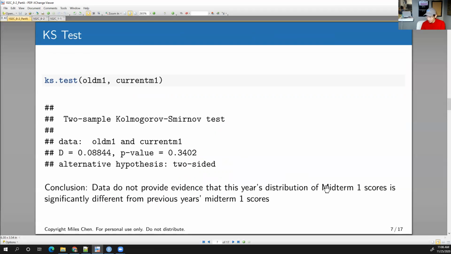I also ran a KS test to compare the 2 samples, to see if we have evidence that they came from different distributions. The p-value of the KS test is 34%, which is not significant. So the data for previous midterm 1 scores and this year's midterm 1 scores don't provide evidence that the distributions of midterm 1 scores are different this year than in previous years.